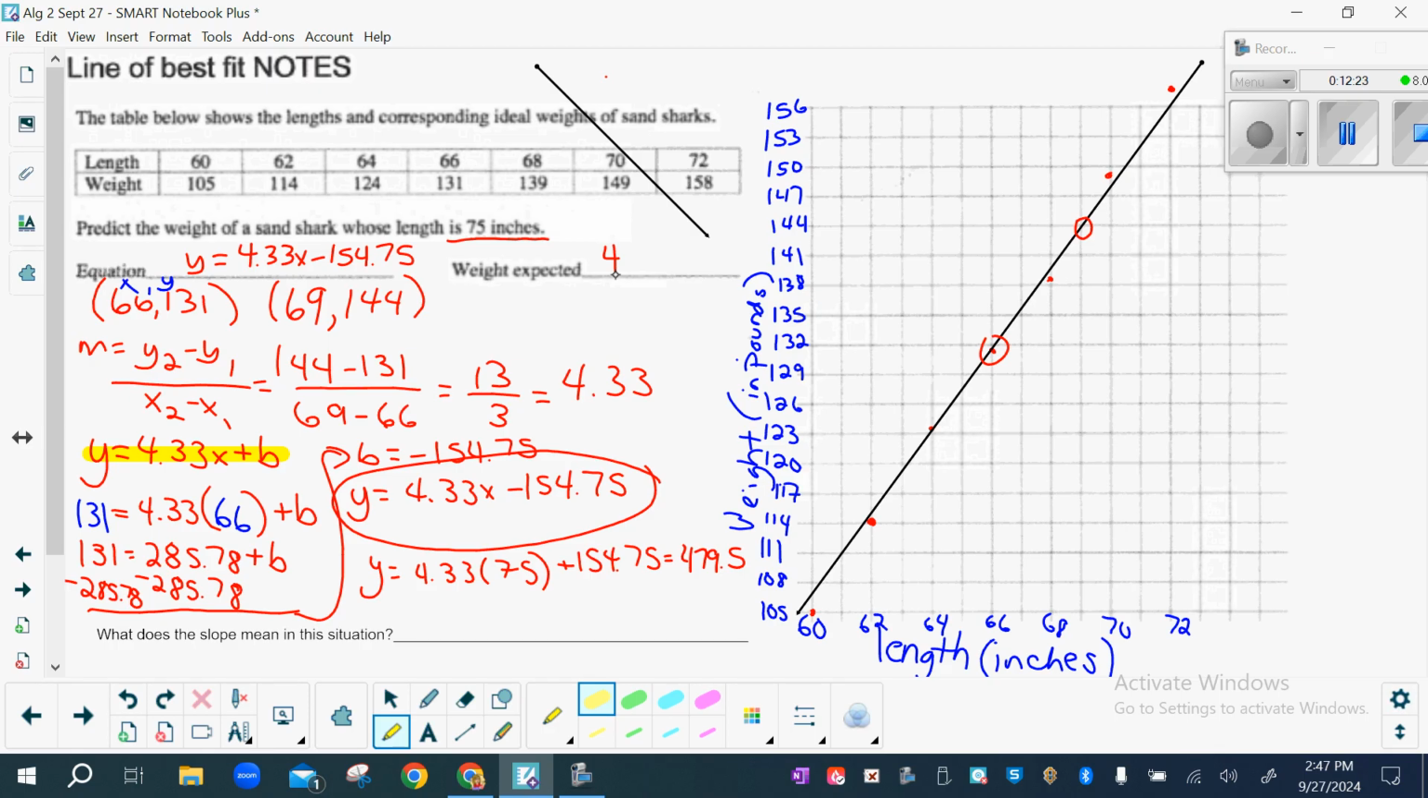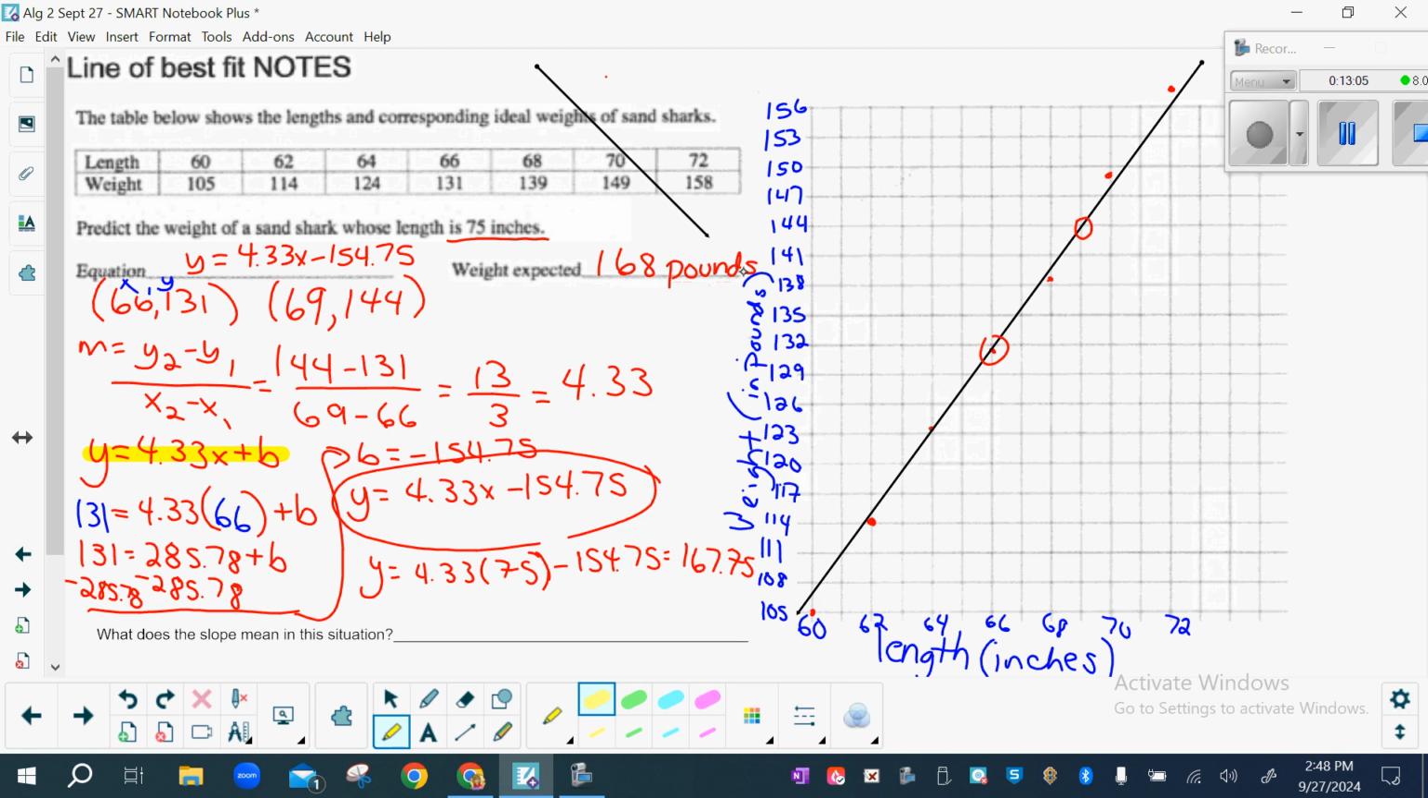Wait a second. Oh, sorry, I computed it wrong on my calculator. Let me do it again. I added instead of subtracted. This is a minus. And that gives us 167.75. So we can round that up to about 168 pounds. Well, if we're talking about how much someone weighs, you don't have to, but we might usually round that to 169 pounds. Okay, last question.